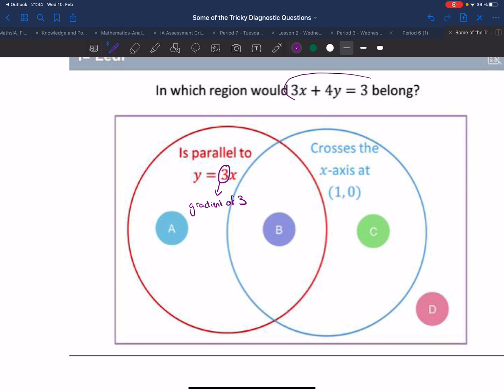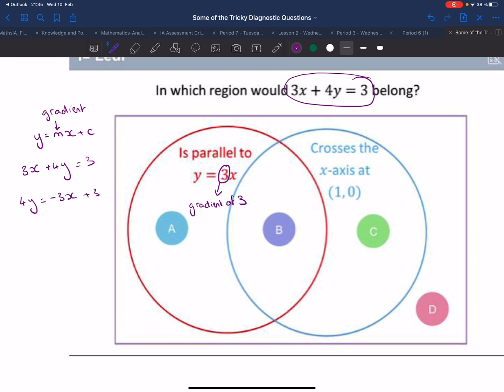It's not easy to tell right now when it's in that form, the standard form, whether it has a gradient of 3. So what I'm going to do is rearrange it into the form y equals mx plus c, because then I know that the number in front of the x is my gradient. So I'm going to take 3x plus 4y equals 3. And the first thing I'm going to do is take the bit involving the x across to the other side. So I've got 4y equals minus 3x plus 3.